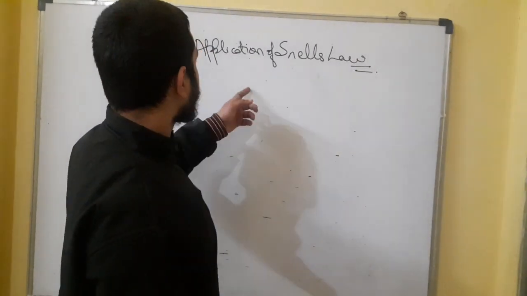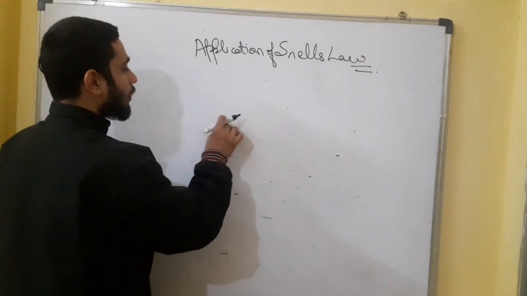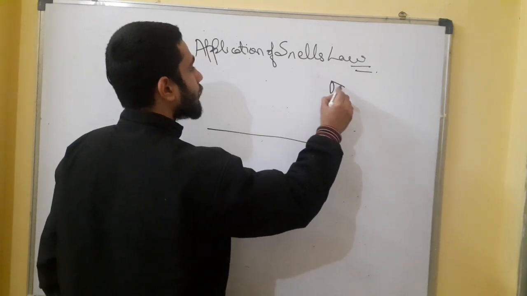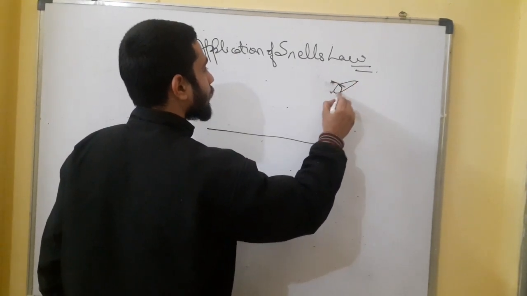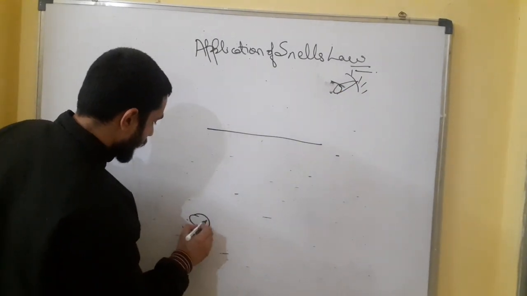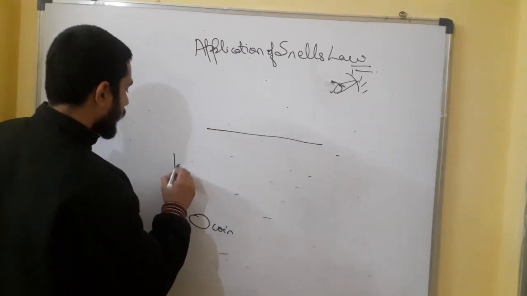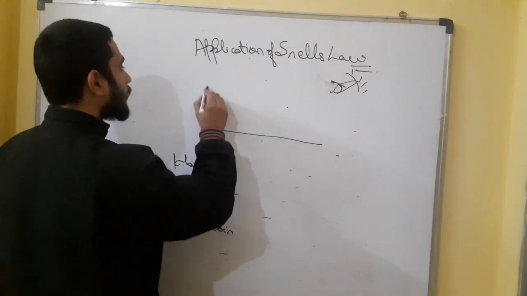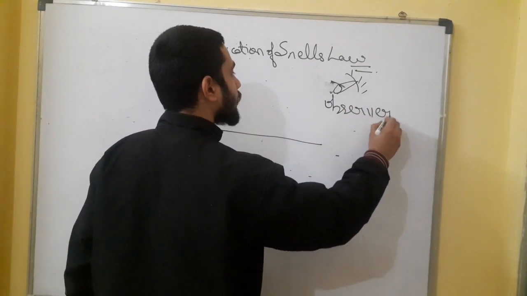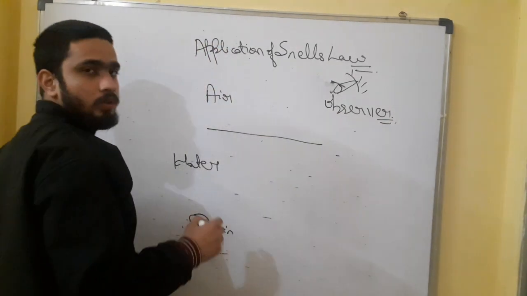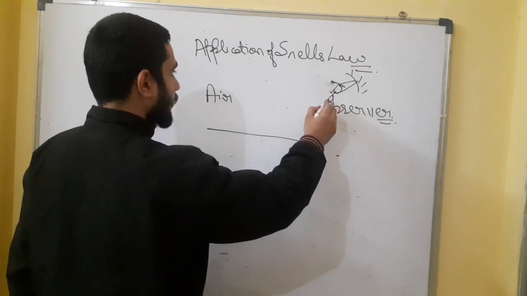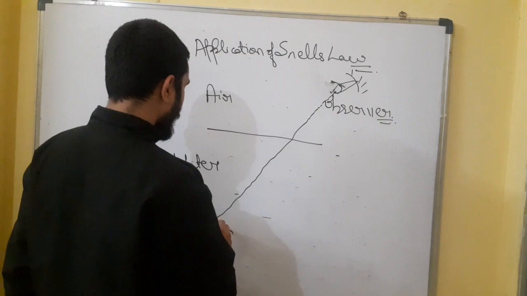So in the application of Snell's law, what will we be seeing? The first application is, for example, the observer is here, and suppose a coin is in water. This is air, and this is the observer. The light ray will always be coming from the observer and going to the coin.